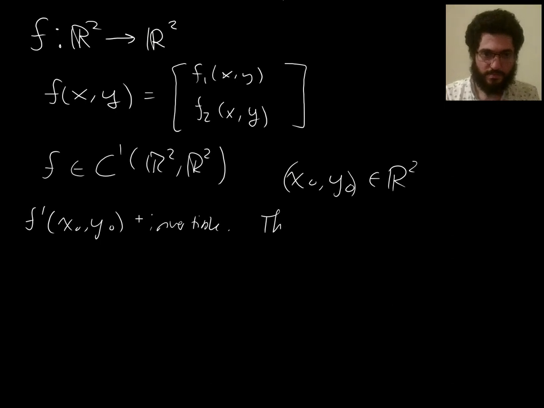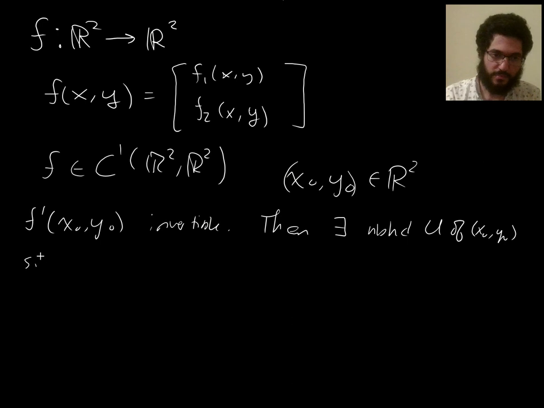Then, just from this linear map being invertible, so from information about the derivative at the point x naught, y naught, you can conclude that there is some neighborhood U of x naught, y naught, such that if you restrict f to U, then that's invertible.